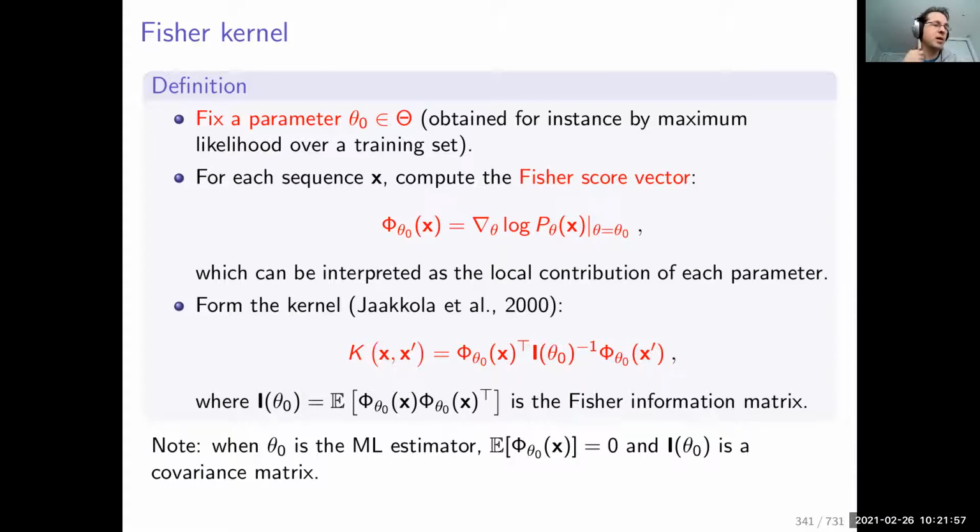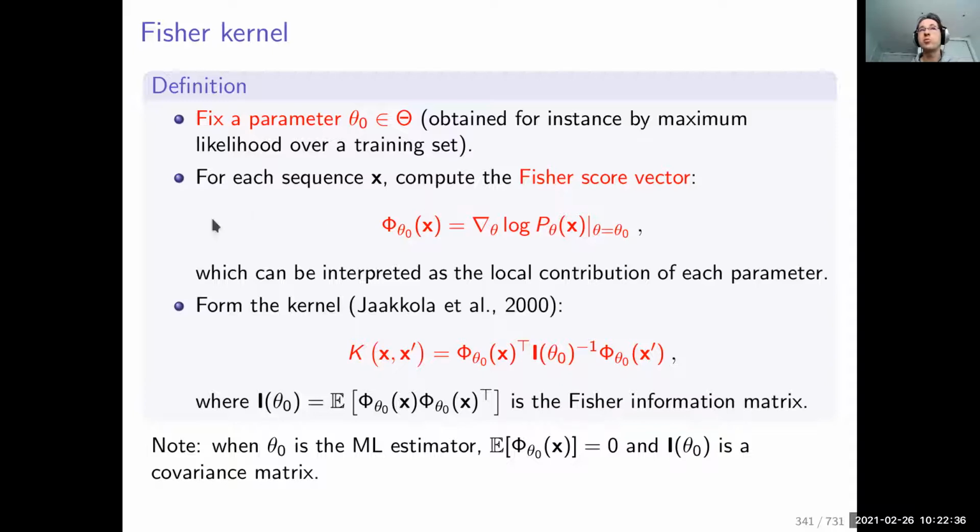The Fisher kernel starts from a probabilistic model, which is denoted by this notation p theta here. And typically, you are going to fit the parameters of your probabilistic model to the data. Typically, you are going to use maximum likelihood to do that over a training set of data points. So you fix your parameter theta, you call this fixed parameter theta 0, which is assumed to be a good parameter for your data in the sense that you are simply fitting the data with your model.